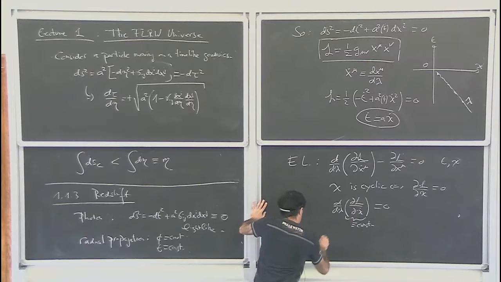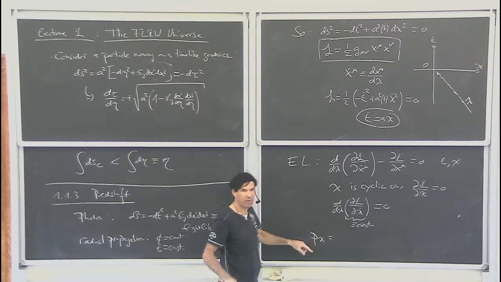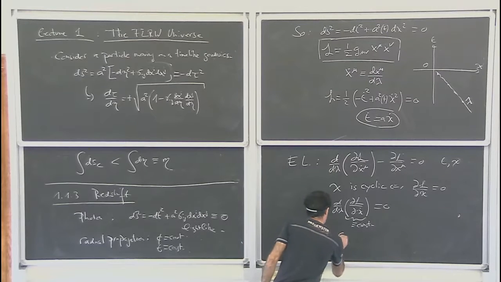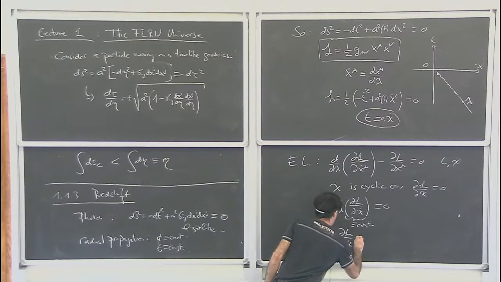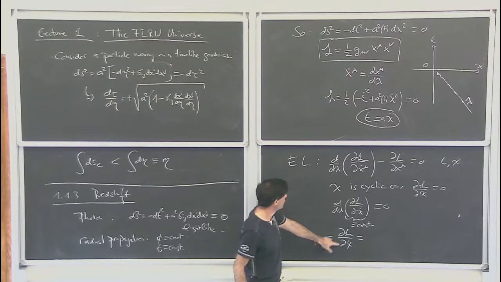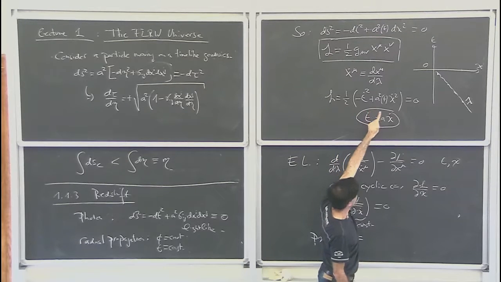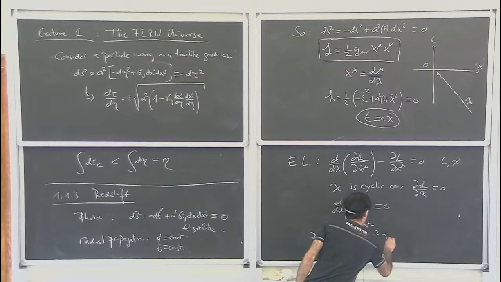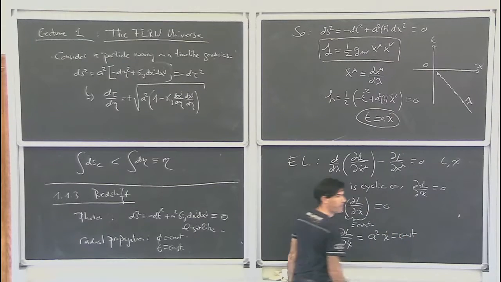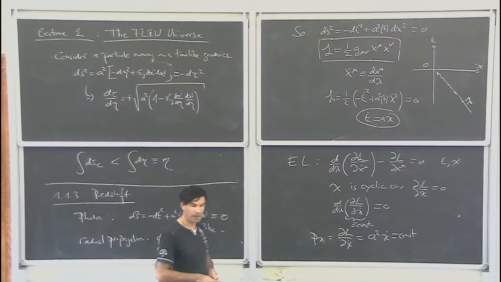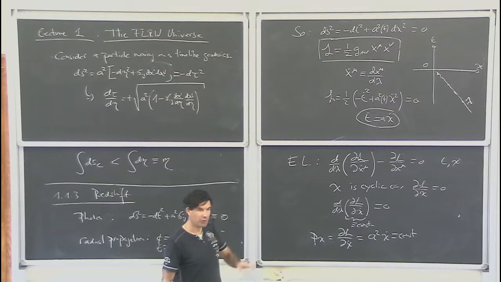In other words, this derivative is nothing but what people would call the canonical covariant photon momentum. This is conserved, and this is equal to, well, I just have to take the derivative of the Lagrangian with respect to chi dot. So I will get a squared times chi dot. A squared times chi dot is conserved. And it's really because of homogeneity and isotropy that you get this conservation law.